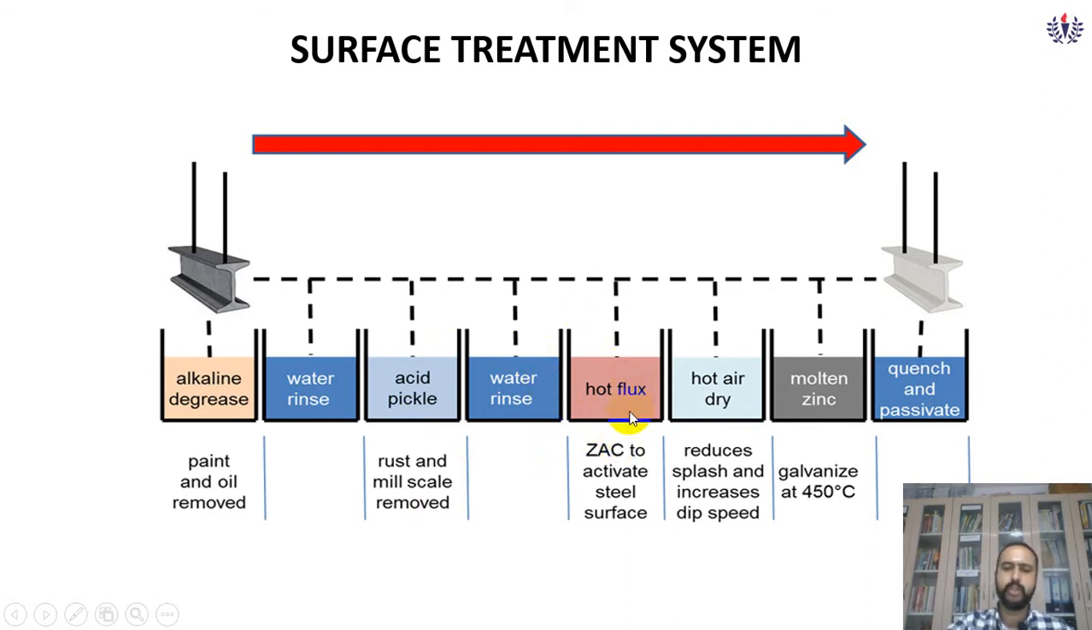Then once again we dip it in a hot flux. Then we dip it in hot air and molten zinc, etc. This is actually the mechanical and chemical process. We are not going to discuss it. We are going to discuss the system, the trolley function, and how the trolley can be automated for our application.